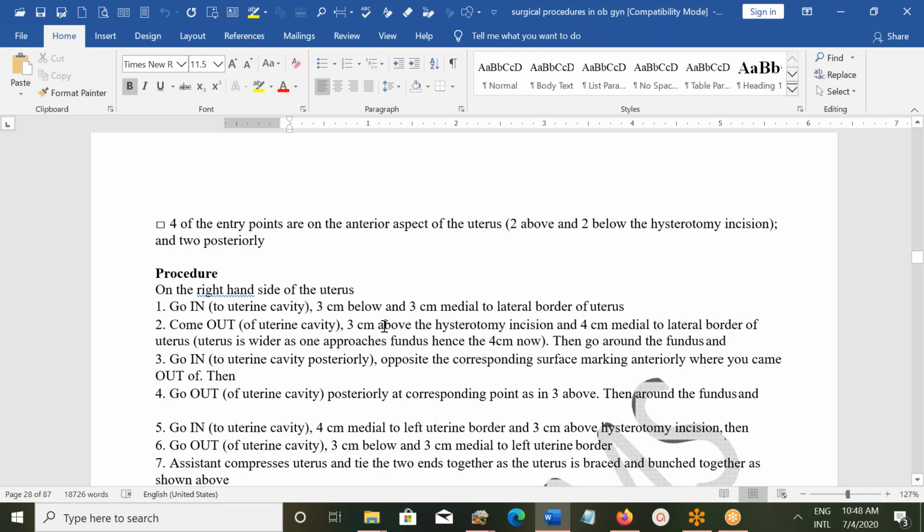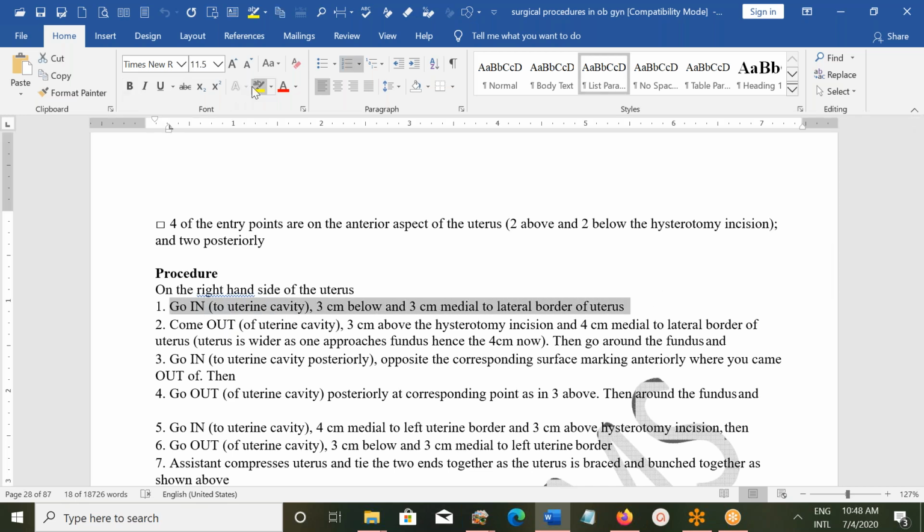So yeah, I was saying 1.5 centimeters. Sorry, I confused two things. The uterine artery is lying 1.5 centimeters below, in the lateral corner. Okay, I confused that one with this 3 centimeters. Please correct it, I'm correcting myself. We will have to go inside 3 centimeters below and 3 centimeters medial to the lateral border of the uterus.